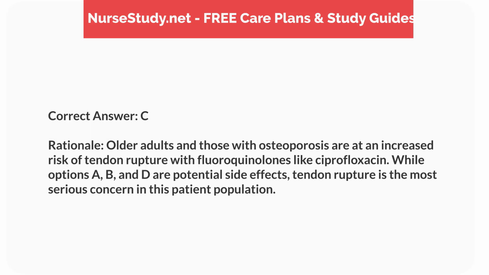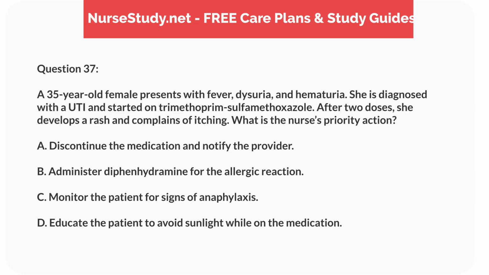Correct answer, C. Rationale: older adults and those with osteoporosis are at an increased risk of tendon rupture with fluoroquinolones like ciprofloxacin. While options A, B, and D are potential side effects, tendon rupture is the most serious concern in this patient population.